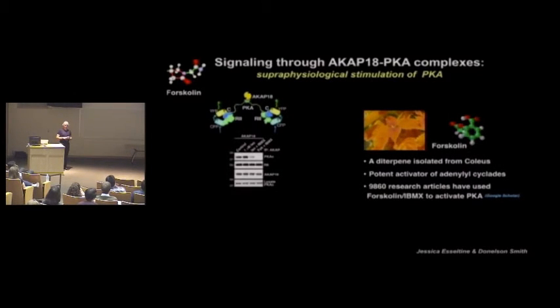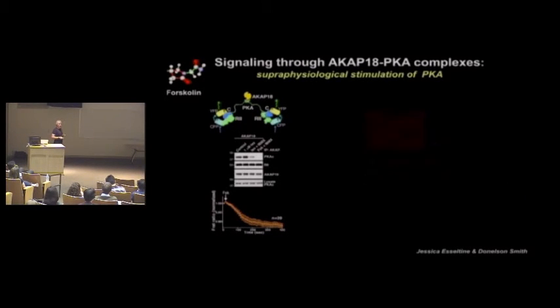What about non-physiological conditions? Many studies, in fact, the last time I looked, in the order of almost 10,000 papers, have been published using this diterpene from the Indian coleus plant, forskolin, as a potent chemical activator of adenylyl cyclase, often in conjunction with a general phosphodiesterase inhibitor, IBMX, as a means to activate PKA. It's an artificial means to activate PKA. When we use this, we could show dissociation of the complex biochemically and using our FRET system.